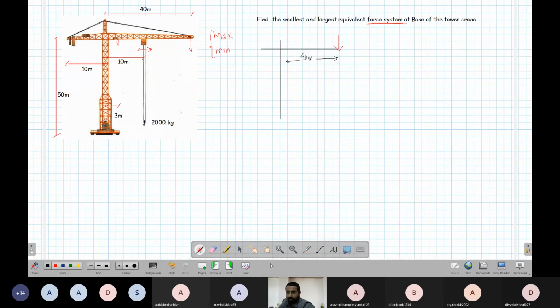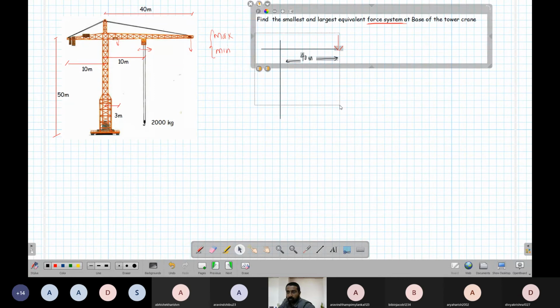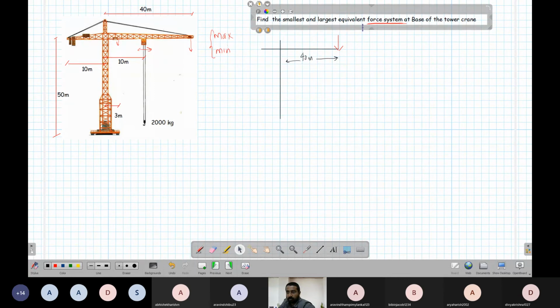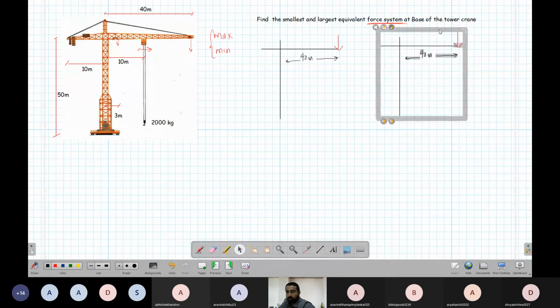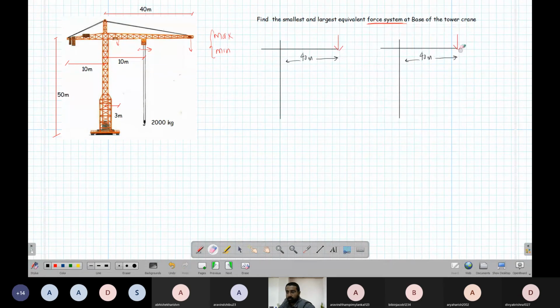For minimum, the force will be here. 3 meters.